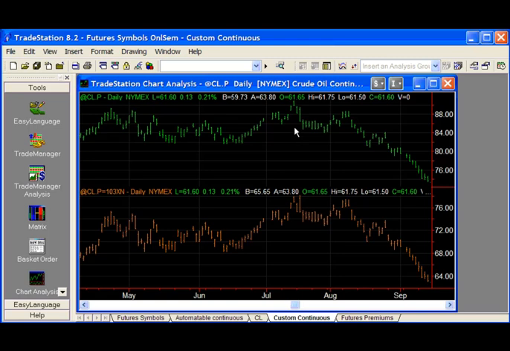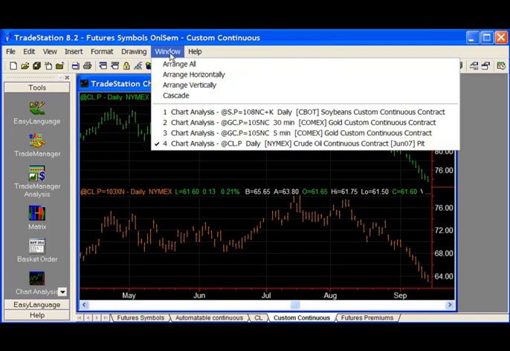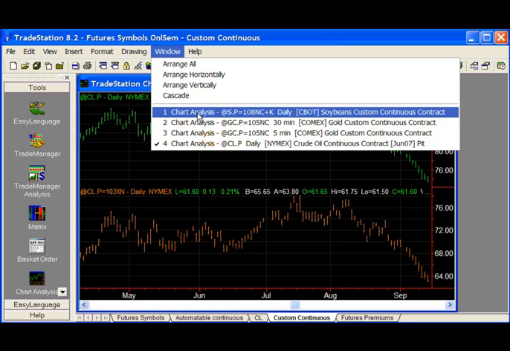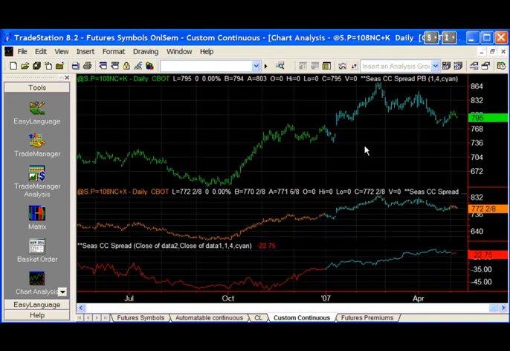Now, the custom continuous are fairly new. I began to experiment with a few things with them, and I'll give you a look at something I was curious about. And I invite those of you futures traders and spread traders to take a closer look at this and maybe carry it further. What I did is I created one continuous contract futures. It's soybeans in the pit, and it's May.